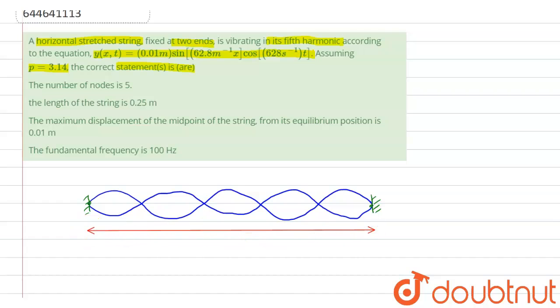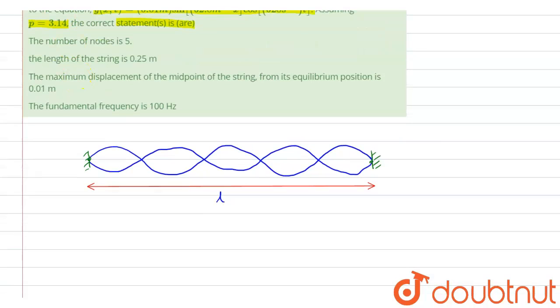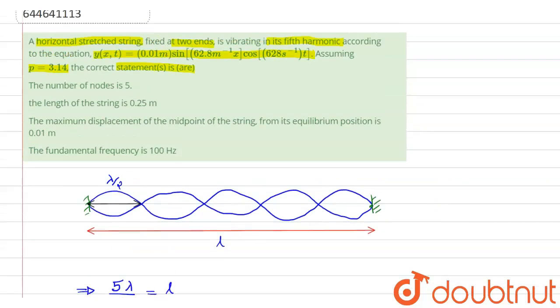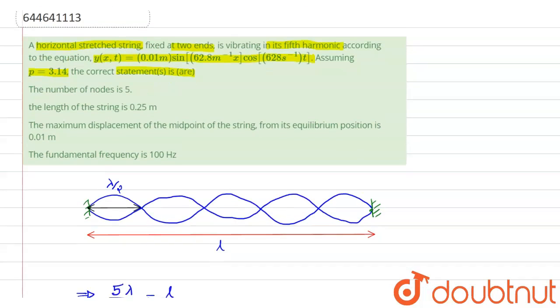So this will be our L, and we know that the distance between two nodes is nothing but lambda by 2. So this distance will be lambda by 2. How many such segments are there? 1, 2, 3, 4, 5. So the total distance will be 5 lambda by 2, and it will be equal to the length of string. From here we can calculate the length of string, and we can check our second option.